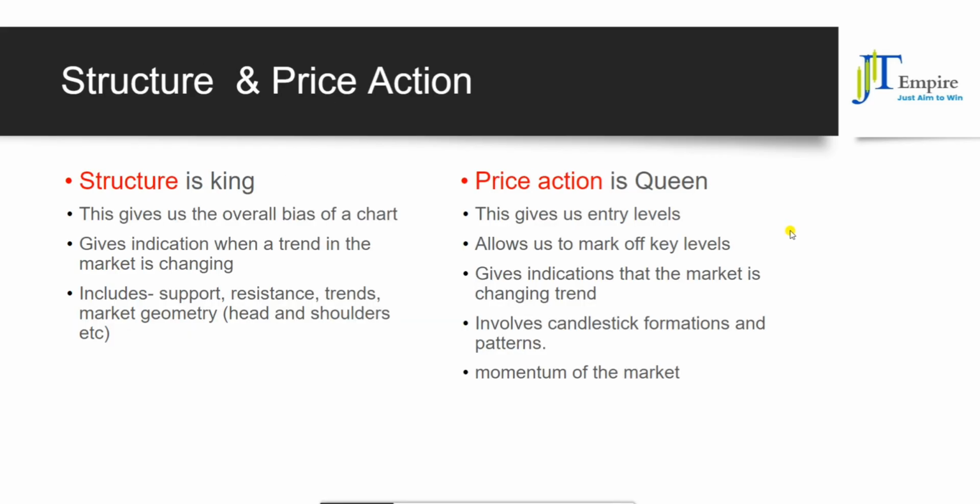Now, price action and market structure. These are two major concepts when it comes to technical analysis. As retail traders, we consider market structure to be the king of the market, right? This gives us the overall bias of the chart. It gives us an indication that the trend in the market is changing. It includes support, resistance, trend, and market geometry like head and shoulders, etc.